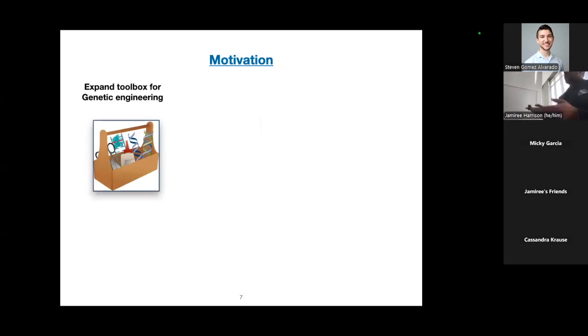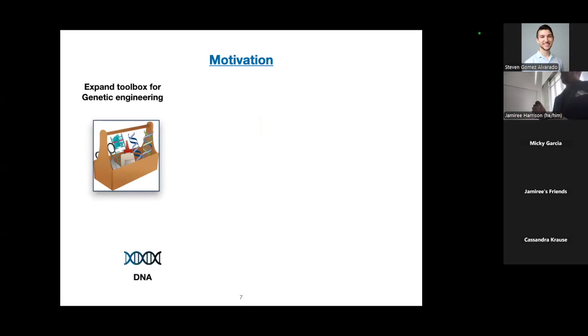Cool. So going back to the types of biobrick genetic parts kind of things, what we're trying to do today is we're trying to expand the toolbox for genetic engineering by providing a library of promoters that regulate gene expression. That's essentially what we're doing here today.